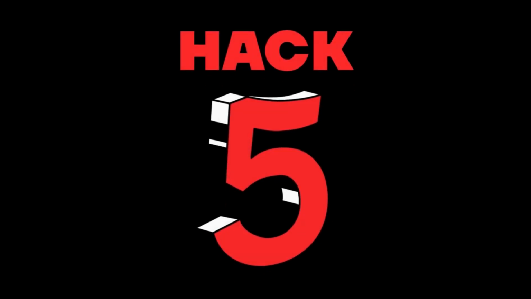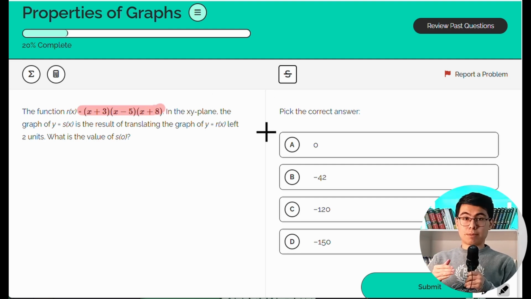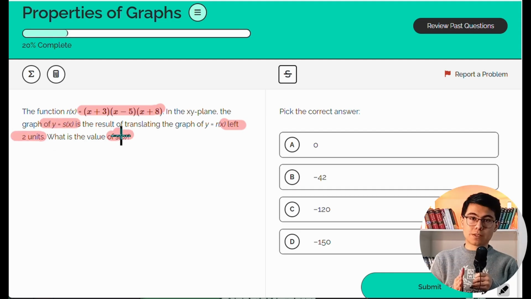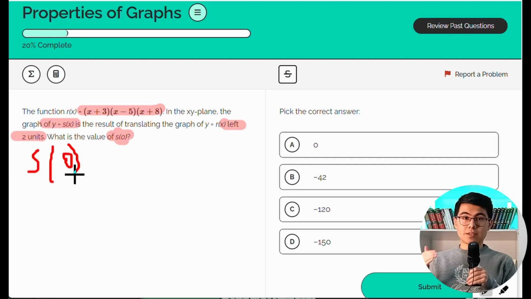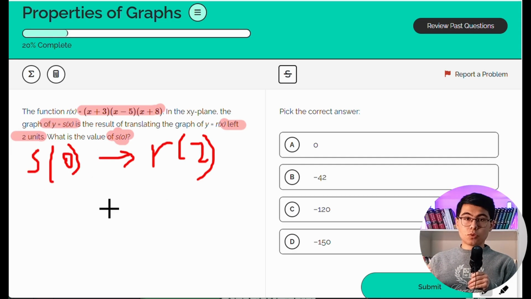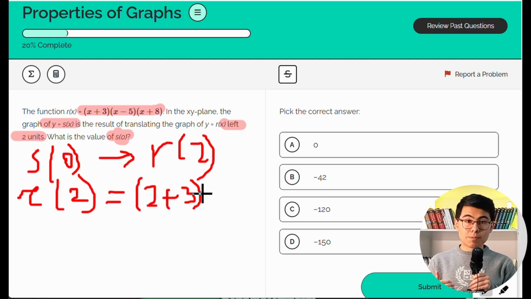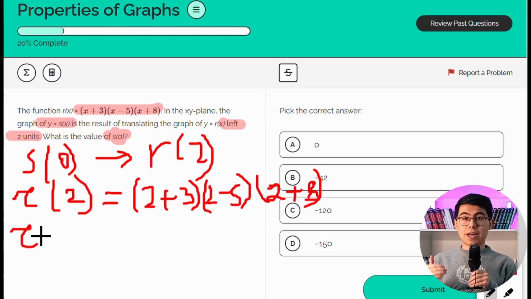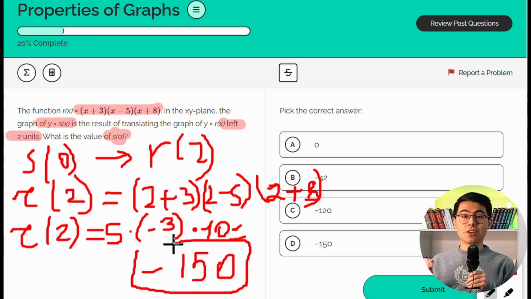Now let's move on to hack number 5, which is related to graph transformations. Here we have the function R(x), and that equals (x plus 3) multiplied by (x minus 3) multiplied by (x plus 8). And it's shifted left 2 units. We have to find the value of S(0), which is the exact same thing as R(2). So R(2) is going to equal (2 plus 3) multiplied by (2 minus 5) multiplied by (2 plus 8). And that's going to give us 5 multiplied by negative 30. And the final answer is negative 150. So the correct answer is choice D.